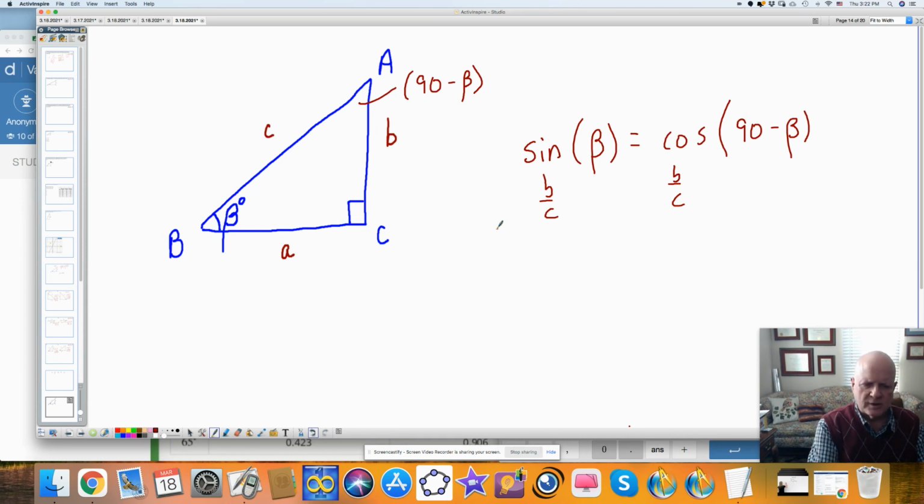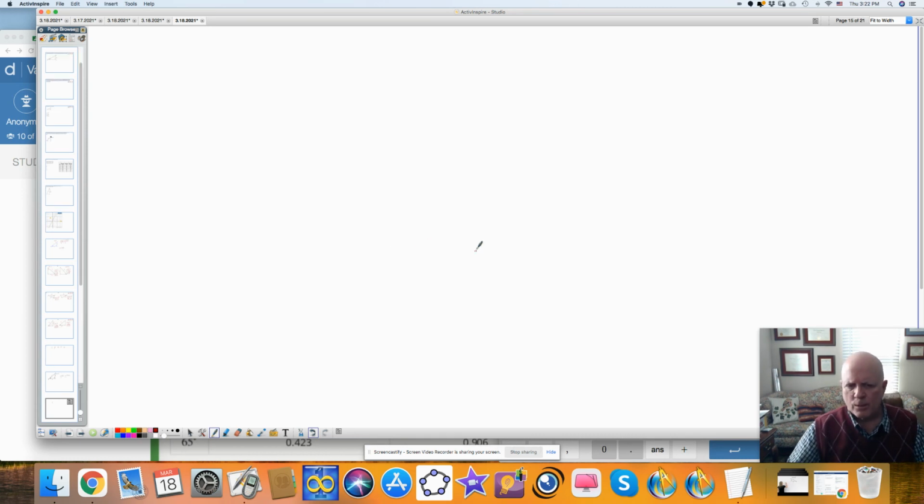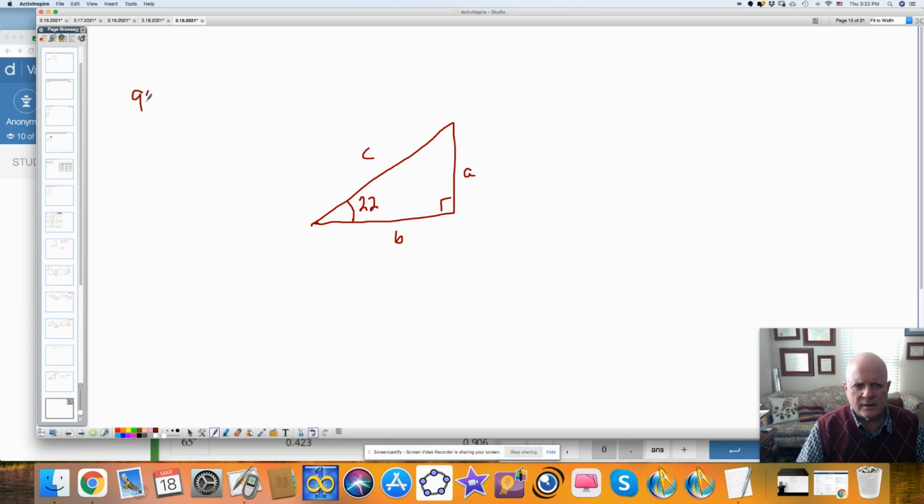Let's look at this from a different perspective. What if I had my right triangle? This will be A, this will be B, this will be C. And I had this angle, let's say it's 22 degrees. How much would this other angle be? What is 90 minus 22? When you subtract 22, you're going to get 68.